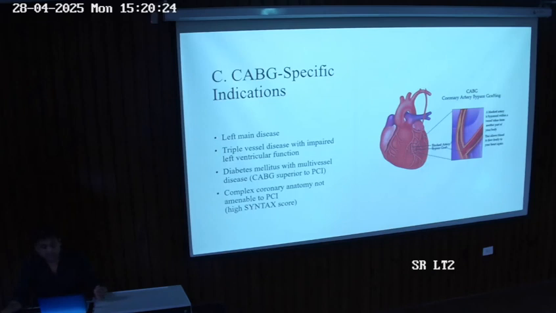Third, if the patient has diabetes along with 1, 2 or 3 vessel involvement, in that condition also CABG is preferred. Why? Diabetic patients have proatherosclerotic disease, and the chance of stent blockage is higher in diabetic patients, so we prefer CABG. Complex coronary artery anatomy that is not amenable to PCI is also considered for CABG.